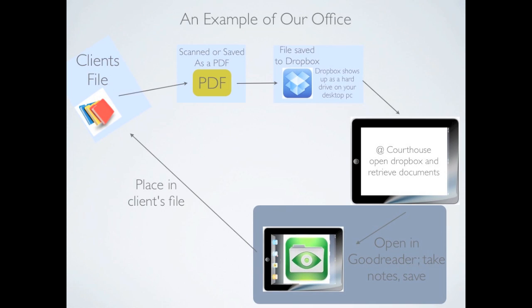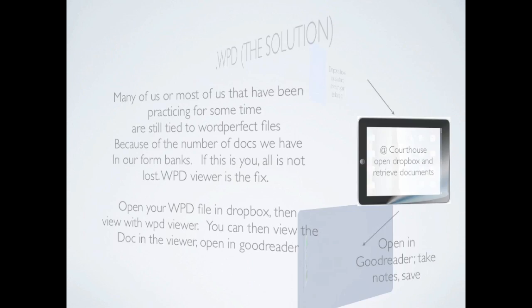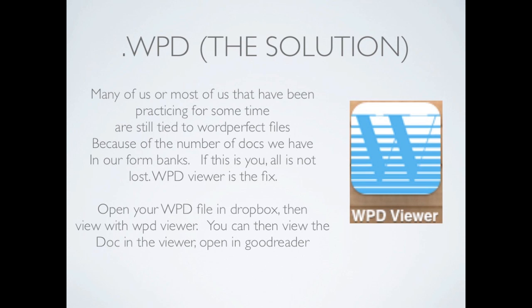So once we open it from our Dropbox, we open it in Goodreader. We can then take notes, as we just discussed. Once we're done doing that, we can save that as an old file or a new file, and then place it in our client's hard file back here at the office. Now, if you're like me, most of us have so many WordPerfect documents, it's hard to break away from that. If this is you, you still can use this system.